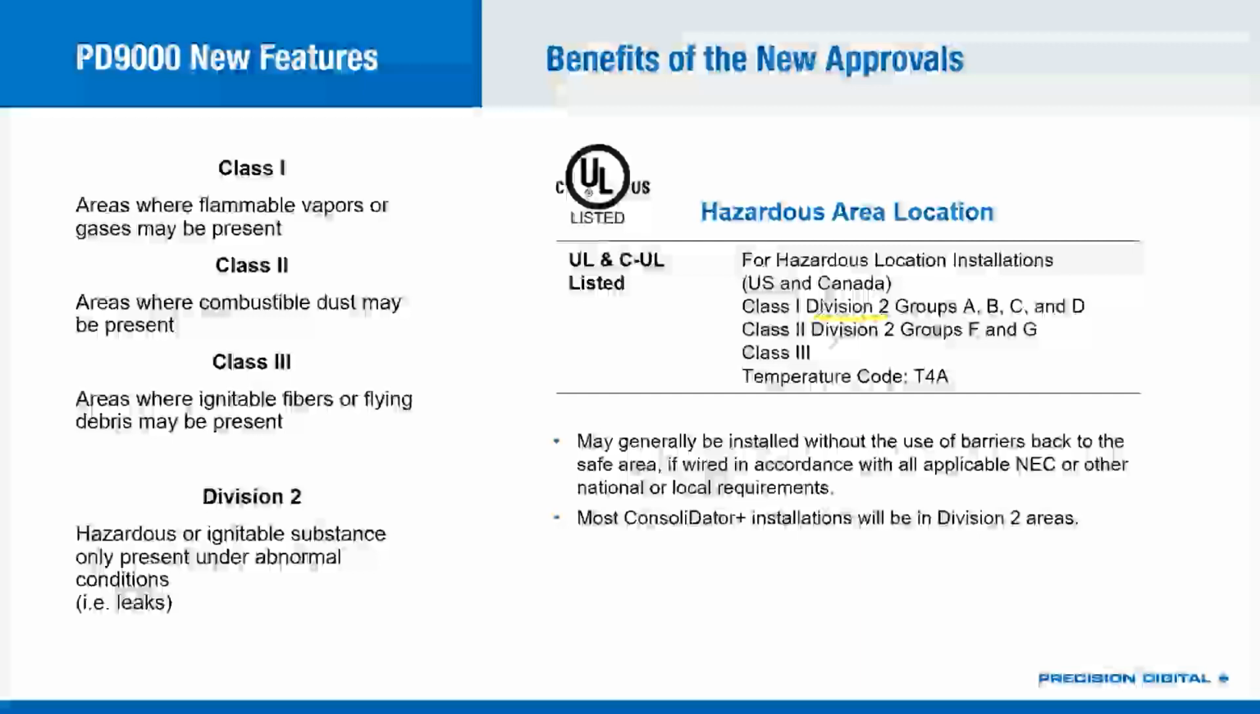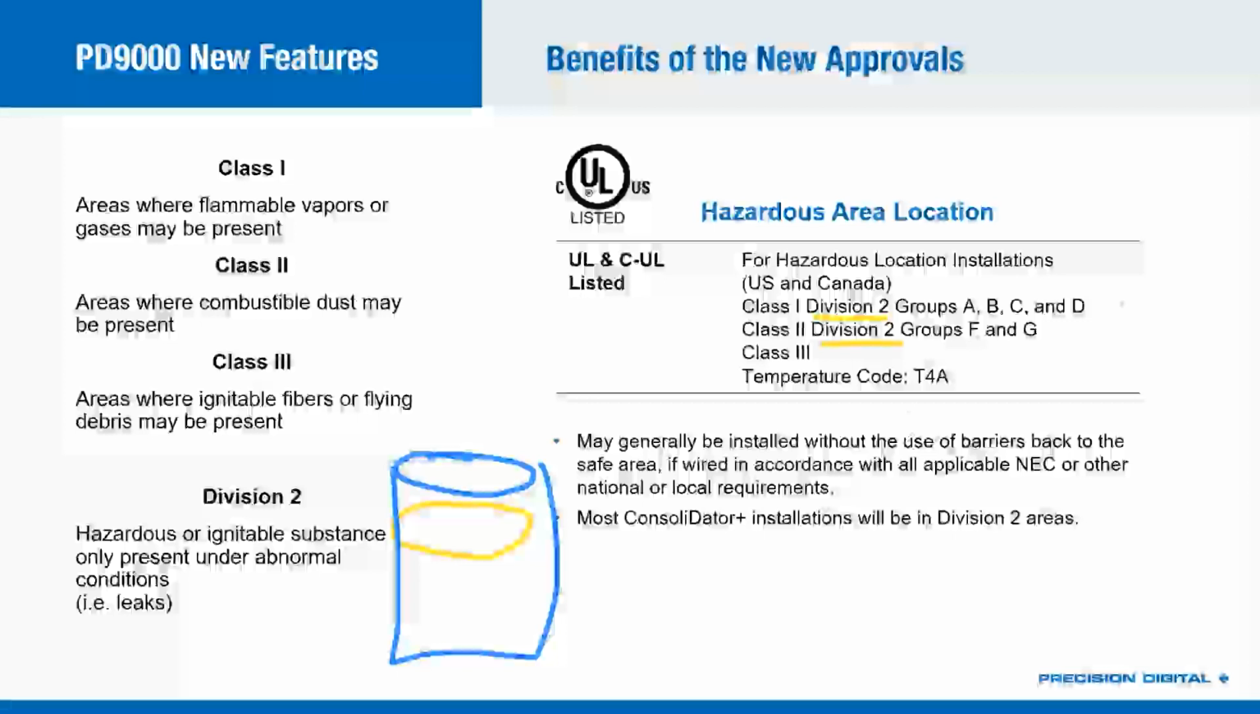And for the cases of Class 1 and Class 2, Division 2 is defined for those classes as an area where the hazard is only present under abnormal conditions. So in other words, the way I like to explain this is, let's say I have a tank out in the field, because level is by far the most common application I think we run into here. Let's say I have a tank out in the field, and it's got some kind of flammable material in it. Let's say that tank is filled up with diesel fuel.